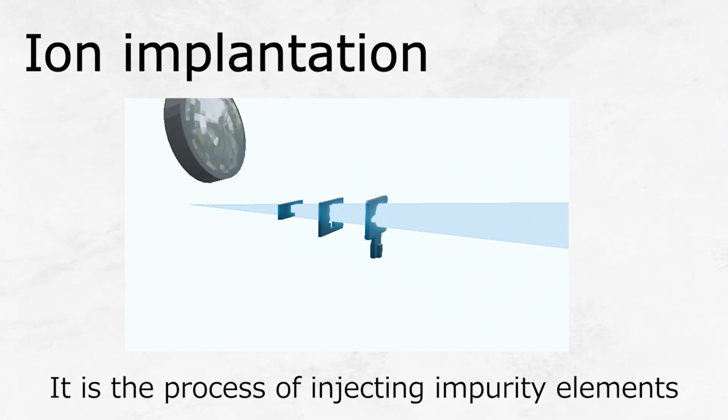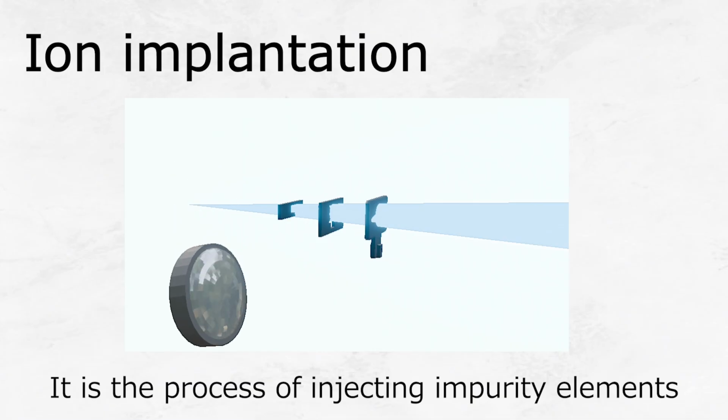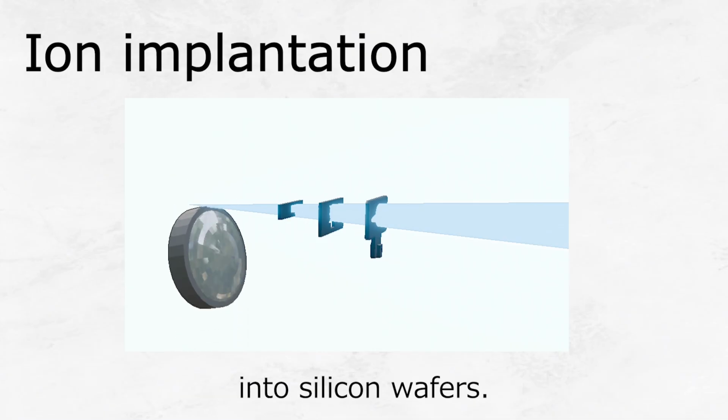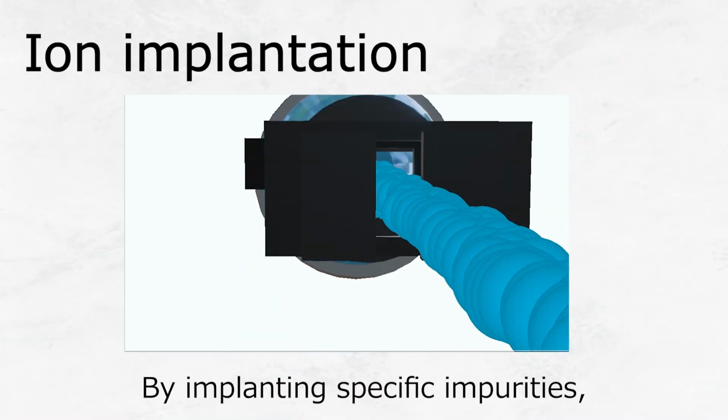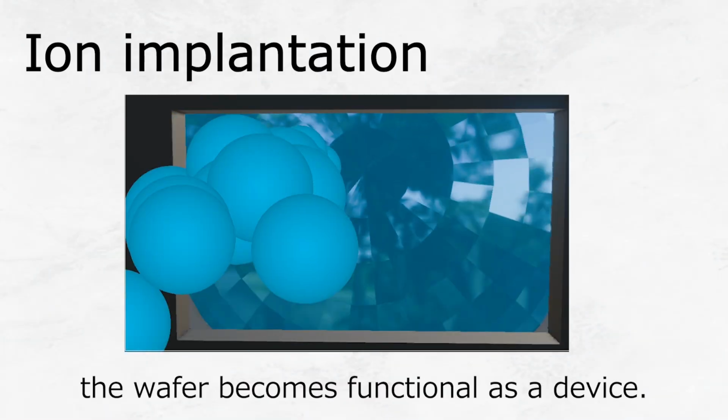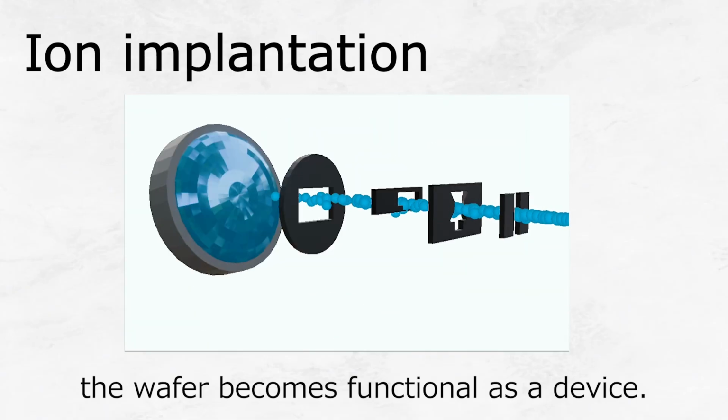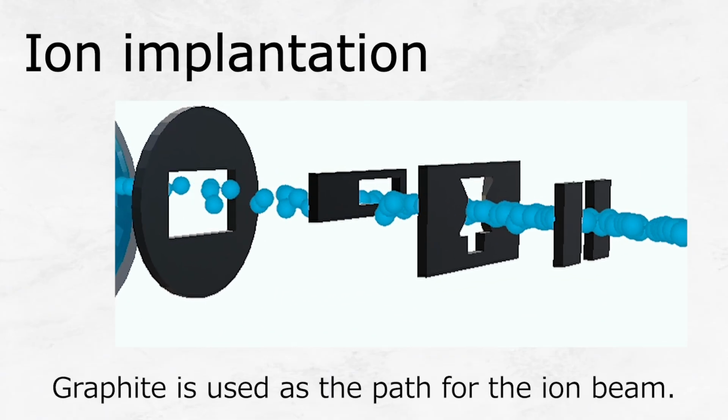Ion implantation is the process of injecting impurity elements into silicon wafers. By implanting specific impurities, the wafer becomes functional as a device. Graphite is used as the path for the ion beam.